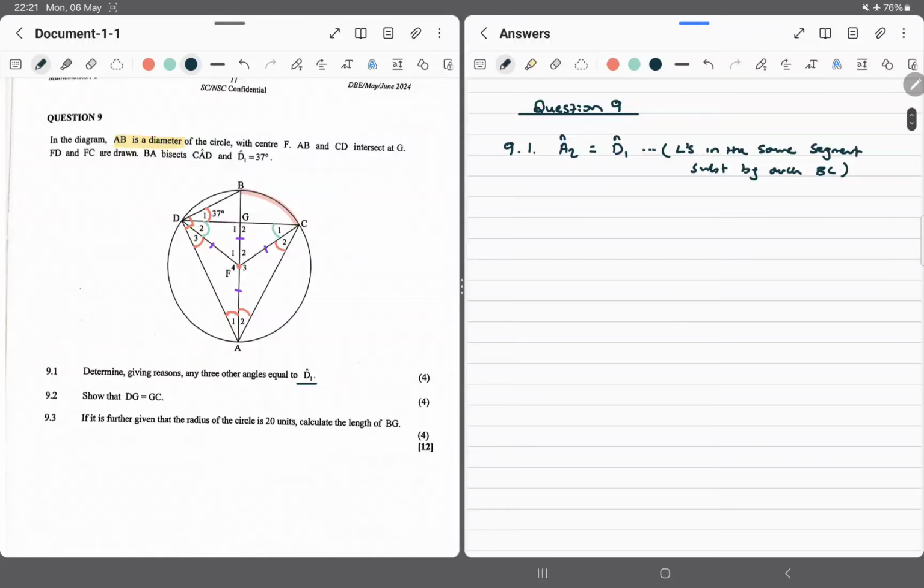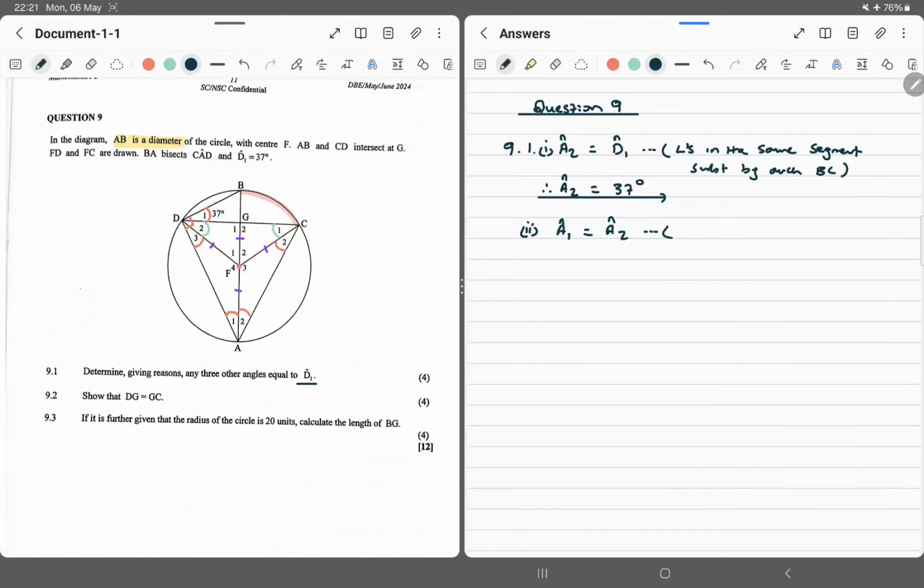We are done there. So we can say therefore angle A2 is equal to 37 degrees. That's the first one. It's an answer on its own. So maybe we can say this is Roman figure 1, Roman figure 2. What else do we know? We know that A1 is equal to angle A2.